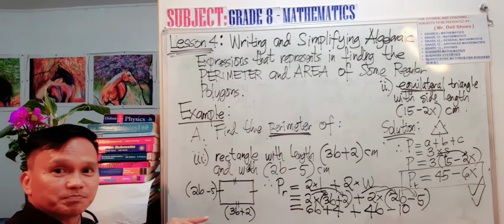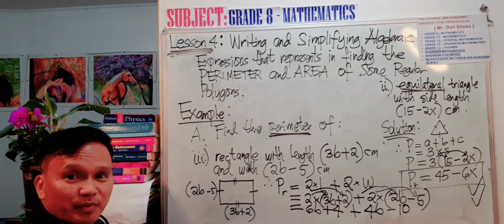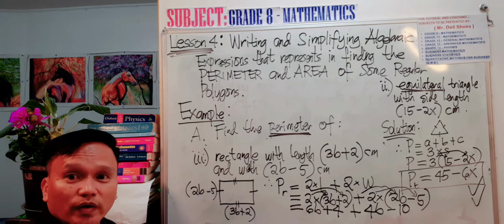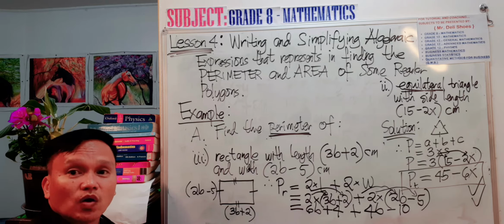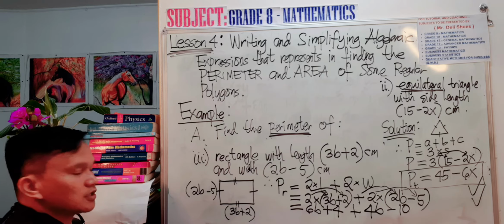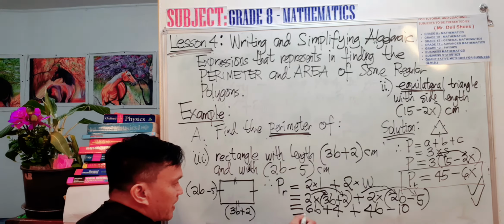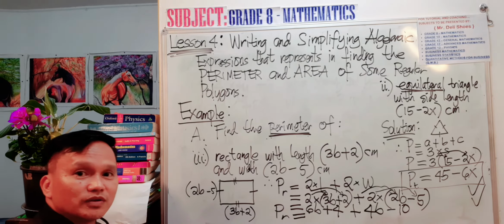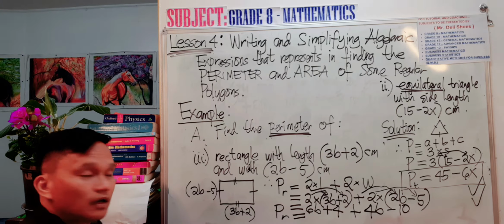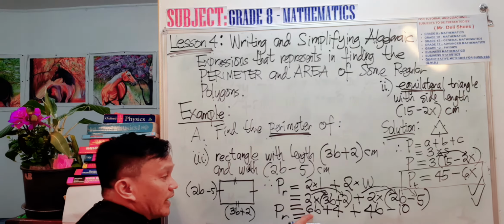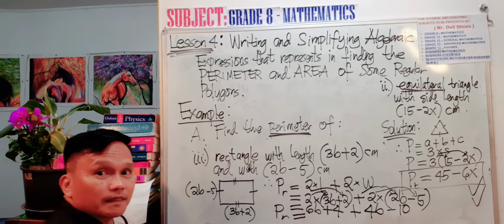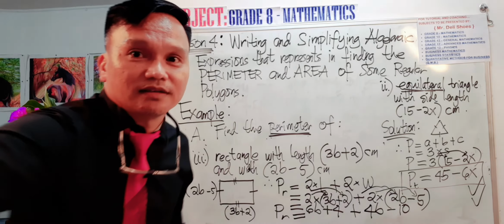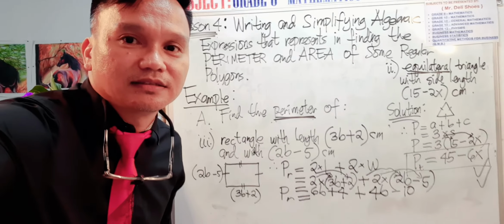After we have expanded the expression, we are now going to simplify by collecting like terms. Do you understand? Collecting like terms. So we have to collect like terms. Finally, our perimeter of the rectangle is now equal to, collect 6b.